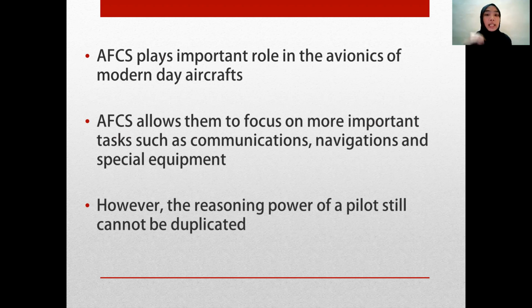AFCS also provides a layer of safety on all aircraft from subsonic to supersonic speed with improved stabilization, crosswind correction, and many more features. Furthermore, AFCS is constantly being improved by manufacturers to be able to handle more and more tasks simultaneously than a pilot could ever handle. However, regardless of how sophisticated AFCS computers may be, the reasoning power of a pilot cannot be duplicated. As such, there must always be a pilot behind all the controls.